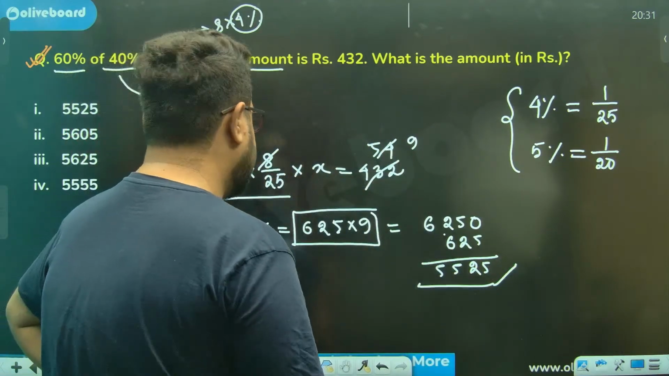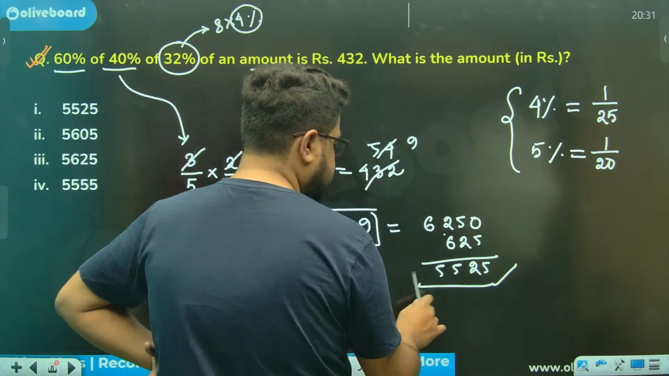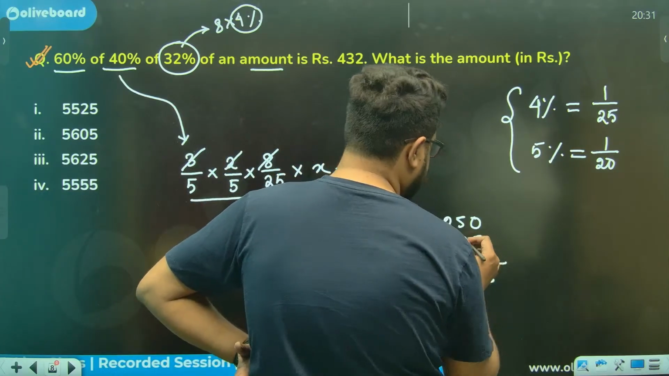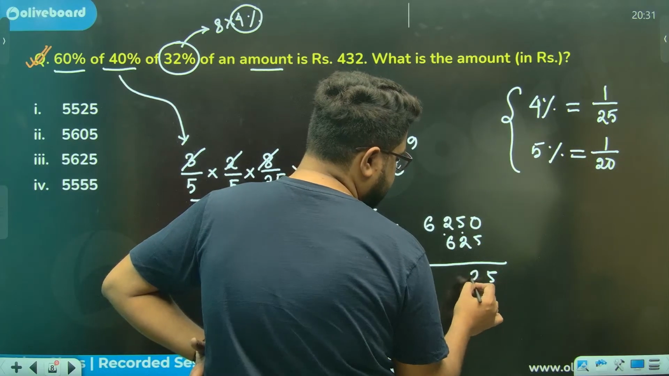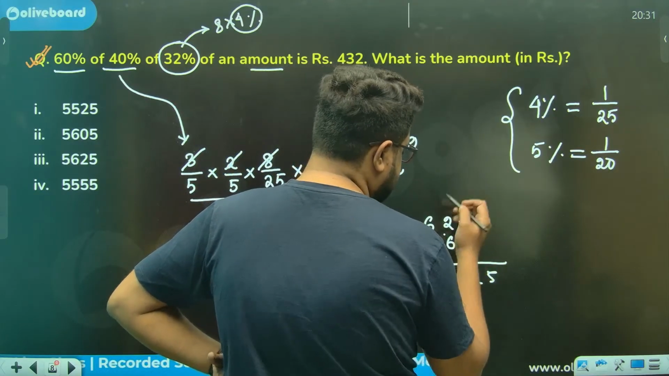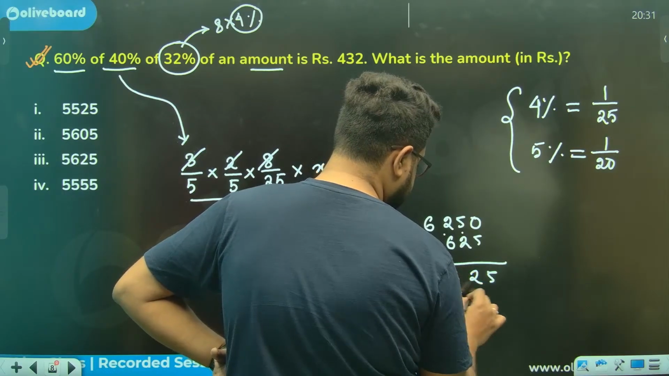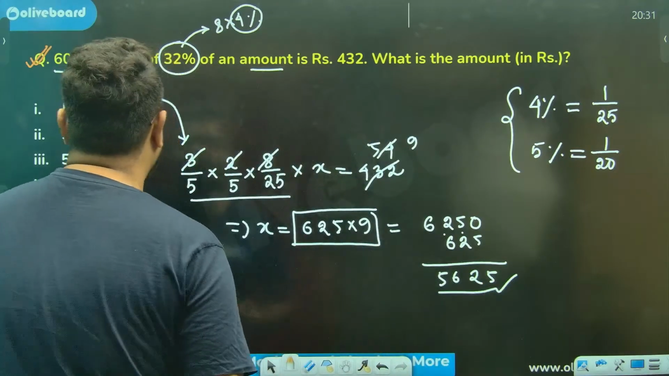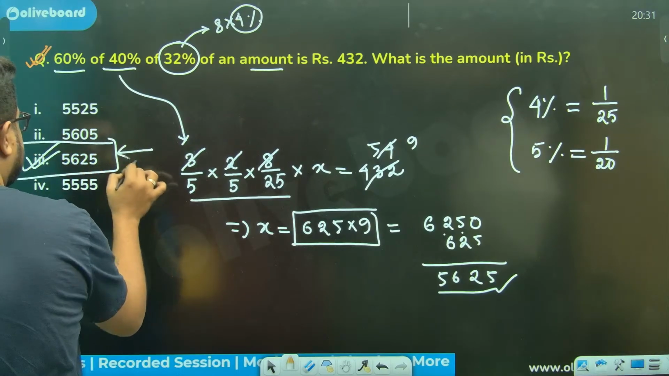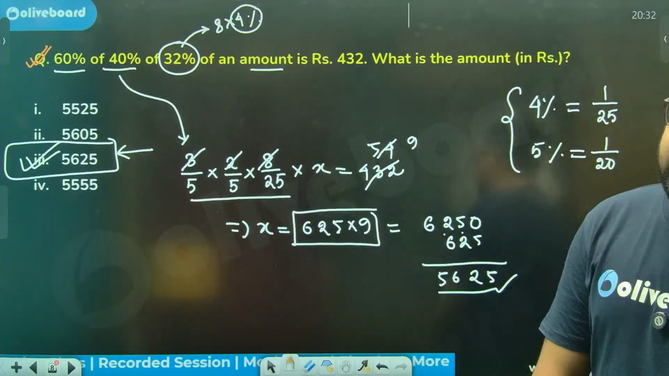Did we do it wrong? Oh, wrong. Just a second. We did something wrong, sir. 5, yes sir. 3 here, so 2 here. And this is 62 minus 6, how much? Look at what we had done. 56, sir. 5625, right? Option number 3, sir. Option number 3 is most definitely your correct answer, sir.